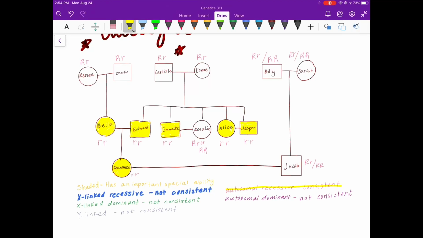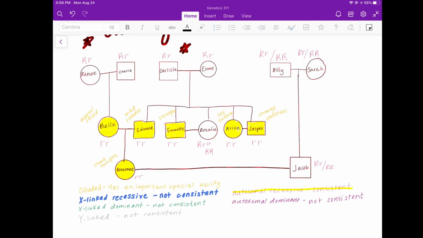So here are the traits that the individuals possess, and while they are all unique, they are consistent with whether an individual on this pedigree does express or does not express a special ability, and you can see that the shaded individuals all have special traits.